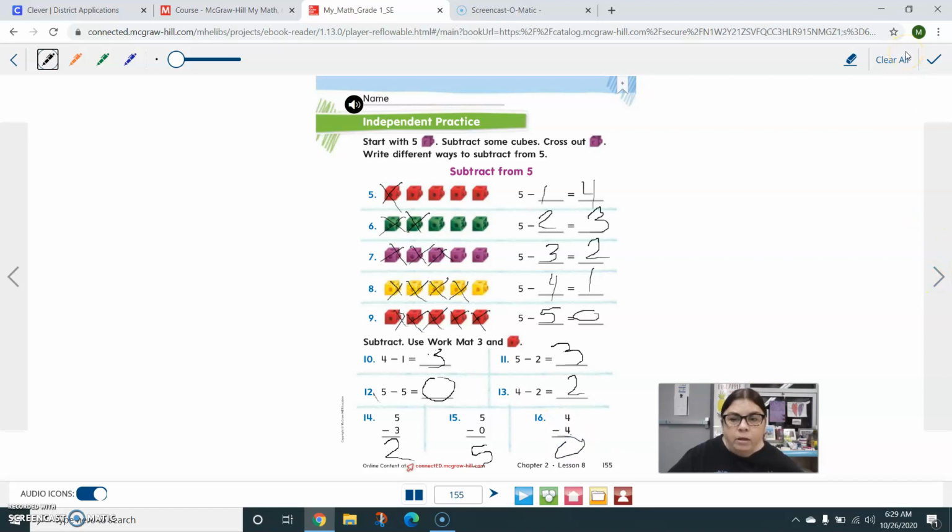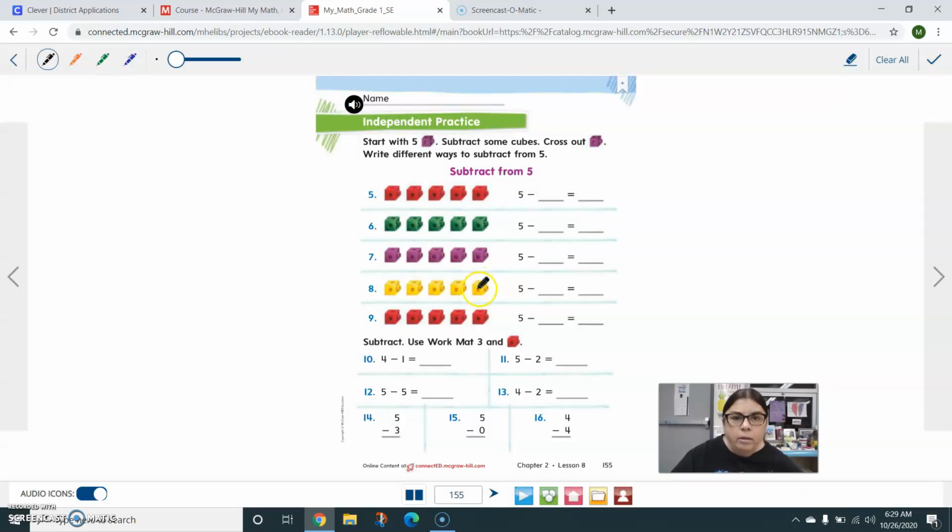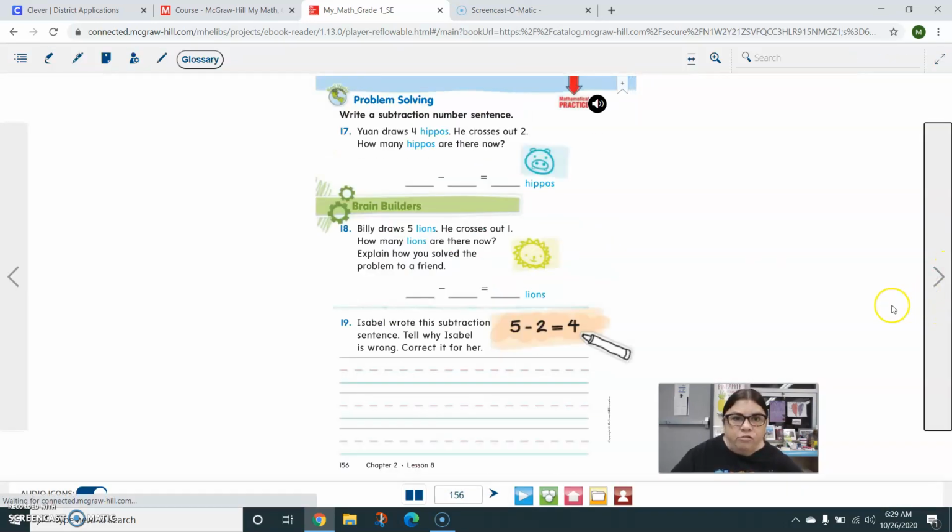Good job. So I hope you got all those correct. If you did not, please pause the video and correct your answers and then press play to resume. We're going to keep going. Let's look at the next page. It says write a subtraction number sentence. So remember, right down here, like when you say 5 minus 1 equals 4, that is your subtraction number sentence. So you need to write that, okay?